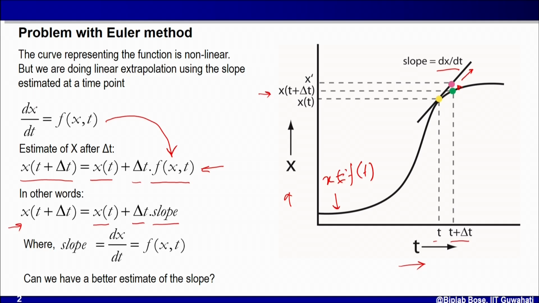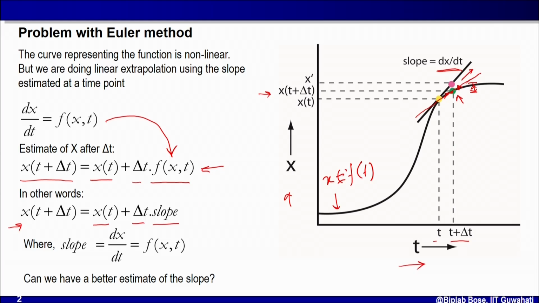Obviously, as we are following this tangent, this slope, we are getting a value slightly higher than the real value of x, which is shown by green. You can see there is a difference between the pink dot and the green dot. This error comes because from the yellow point you are doing linear extrapolation along the tangent having a slope dx dt. We can rectify this if I correct my estimate of slope slightly and generate another line having a different slope. If I follow this line, most probably I will reach the right value at the green point.